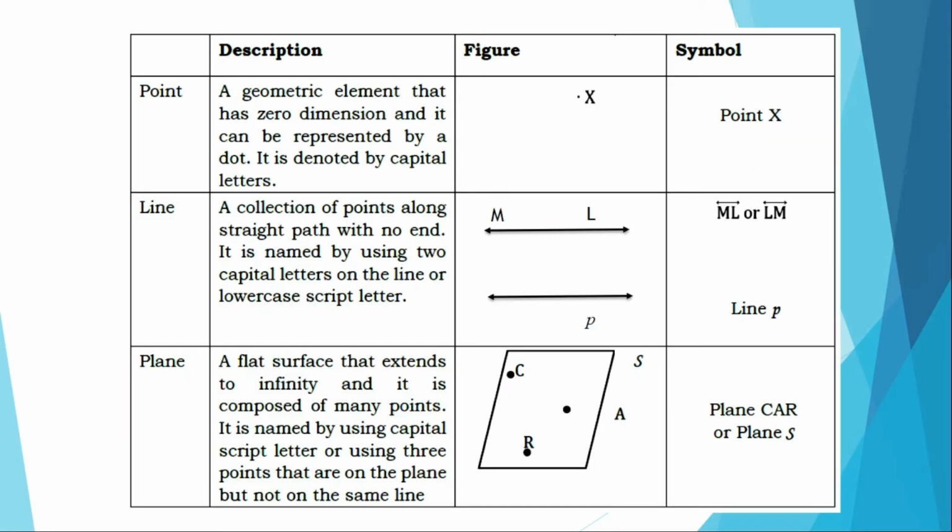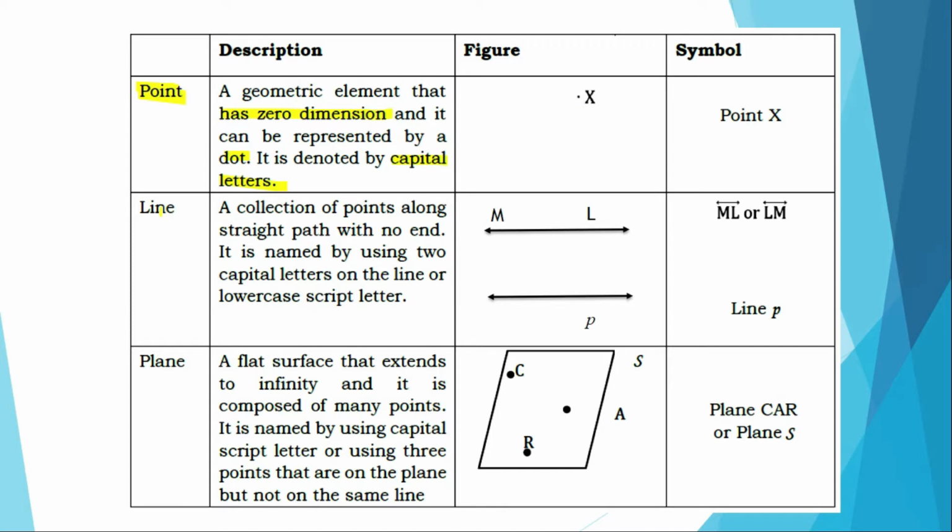So, ito na yung table na sinasabi ko. Wait, maglalagay ako ng highlight. So, point, according to its description, it is a geometric element that has 0 dimension. And it can be represented by a dot. And it is denoted by a capital letter or capital letters. So, in figure, ito siya. In symbol, ito siya.